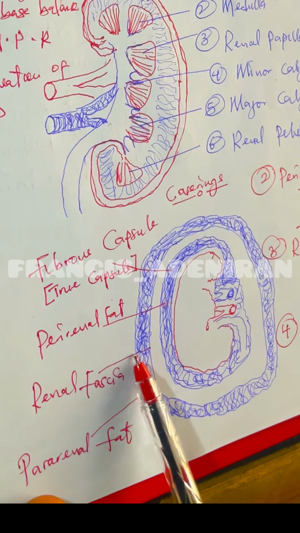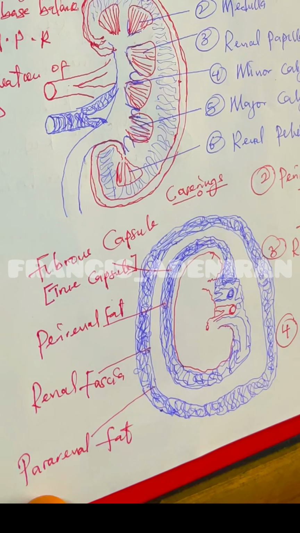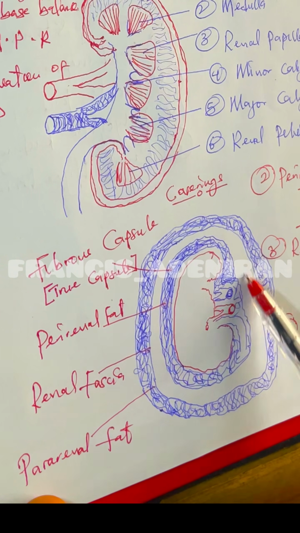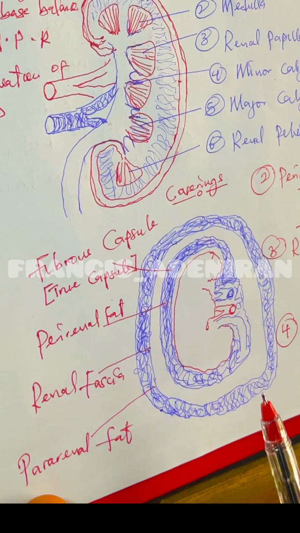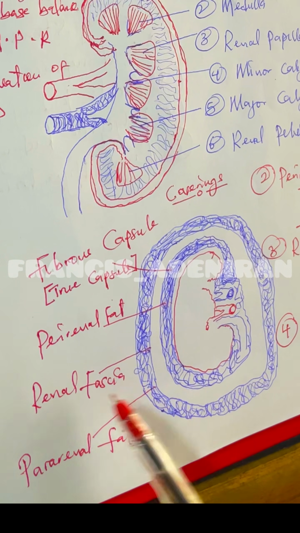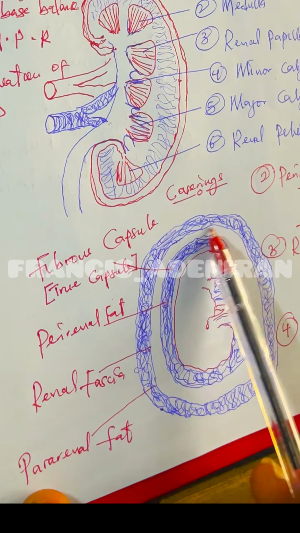The third covering we'll be discussing is the renal fascia. This renal fascia is a tough fibrous membrane and encloses the kidney together with the perirenal fat.